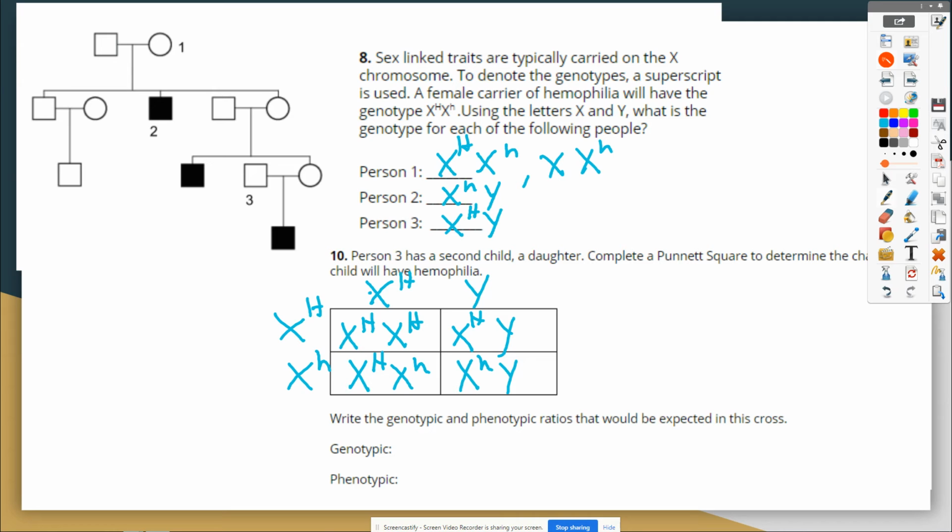All right, you have your points recorded? Next to your Punnett square, I want you to write the probability that their daughter will have hemophilia. The probability that their daughter will have hemophilia. Boards up in 5, 4, 3, 2, 1.